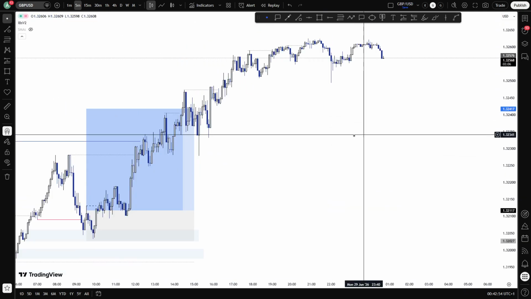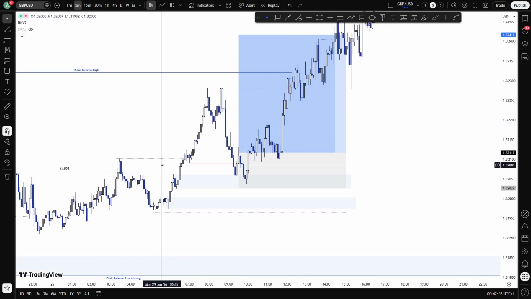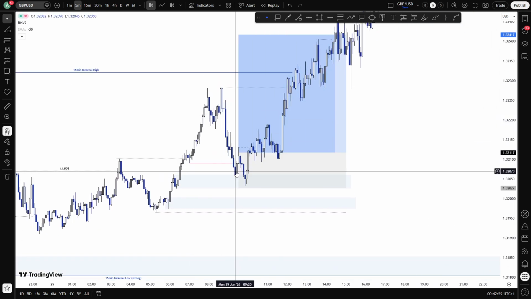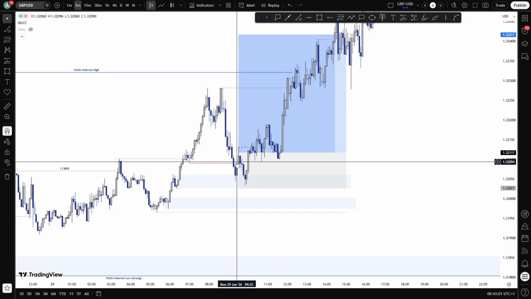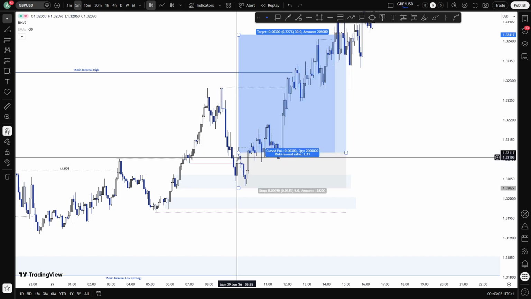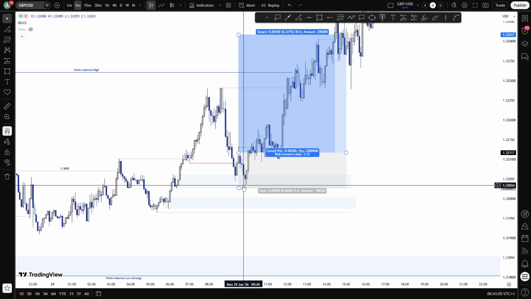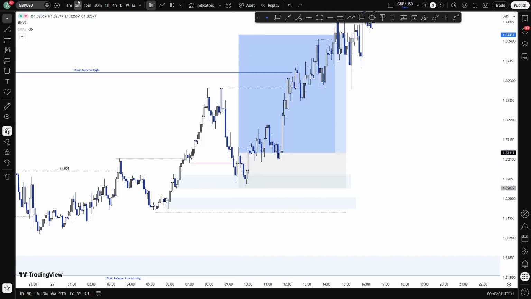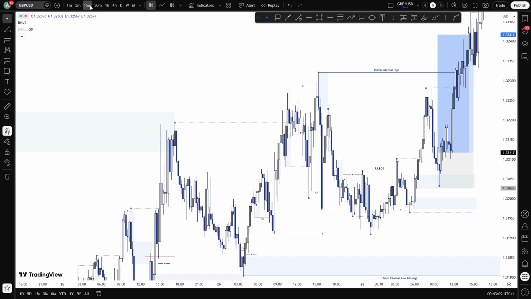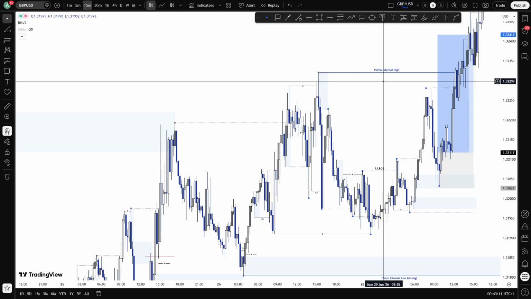Once price reached that level, it gave us an LC1. I just took the entry directly there. I missed that entry timing, should have been there, but I took it when I saw the opportunity. I put my stop loss to break even, and price just went directly to my TP. So yeah, that's good.